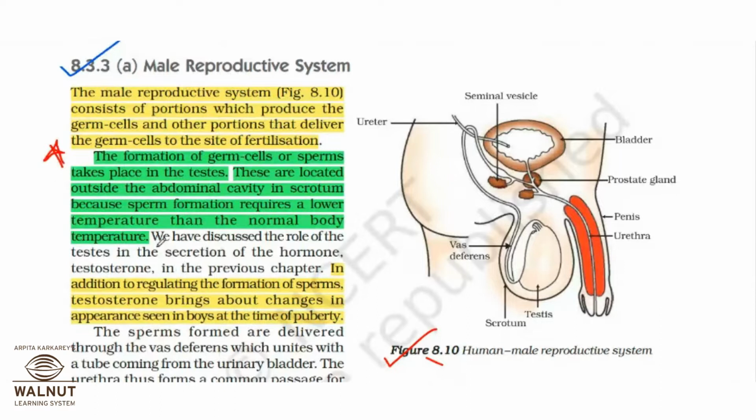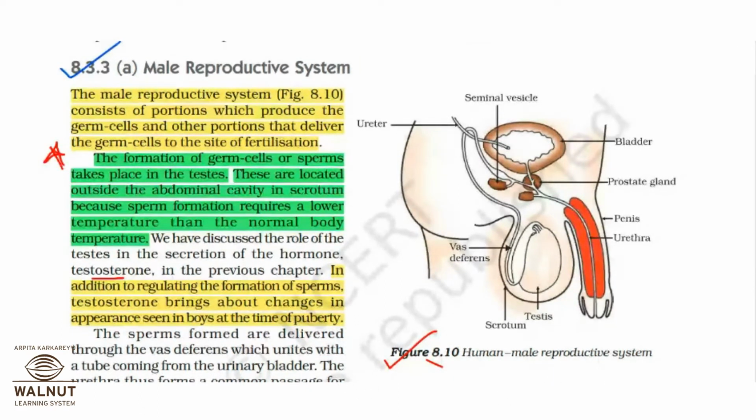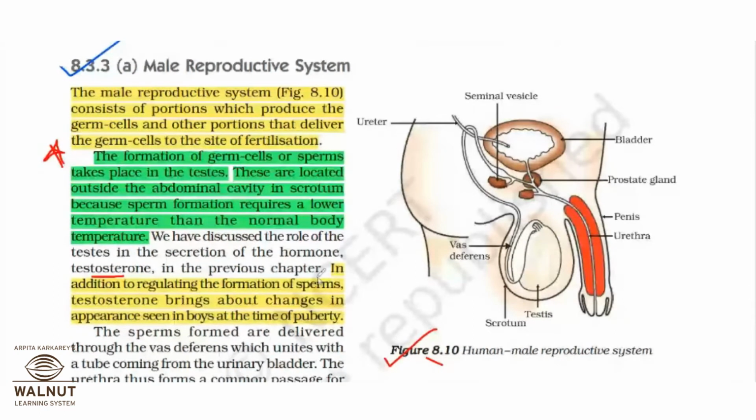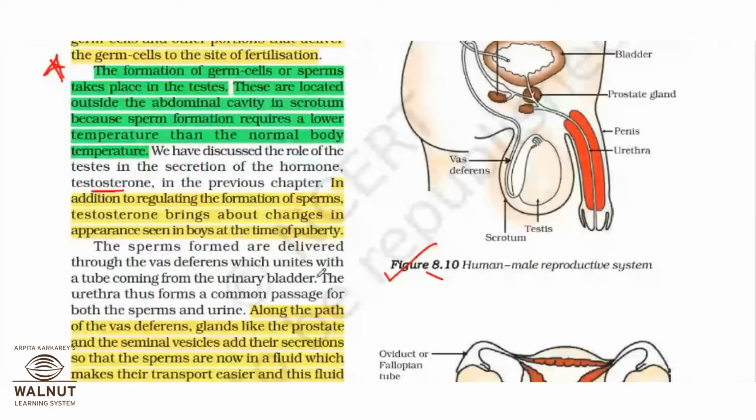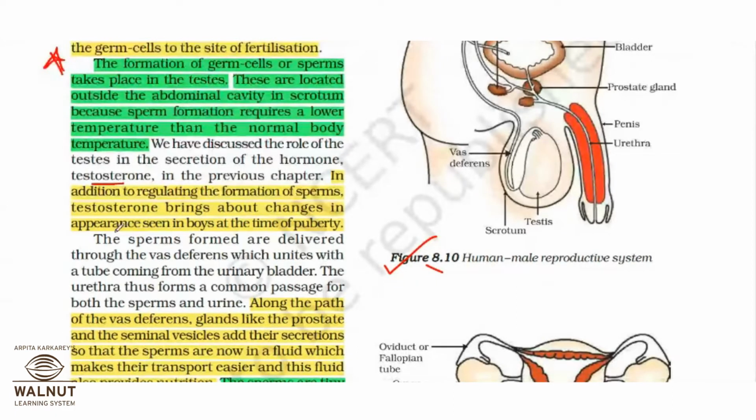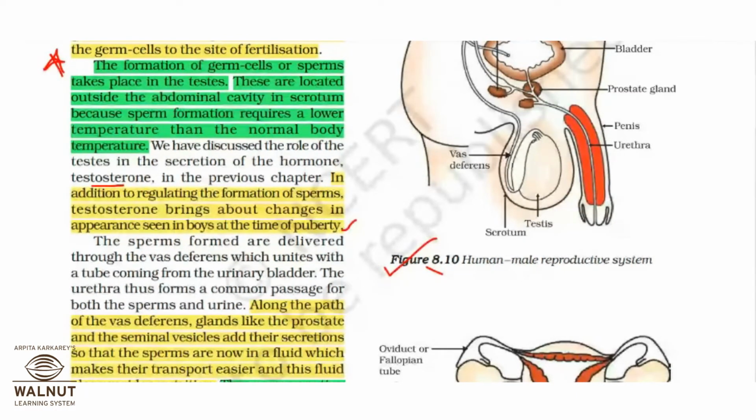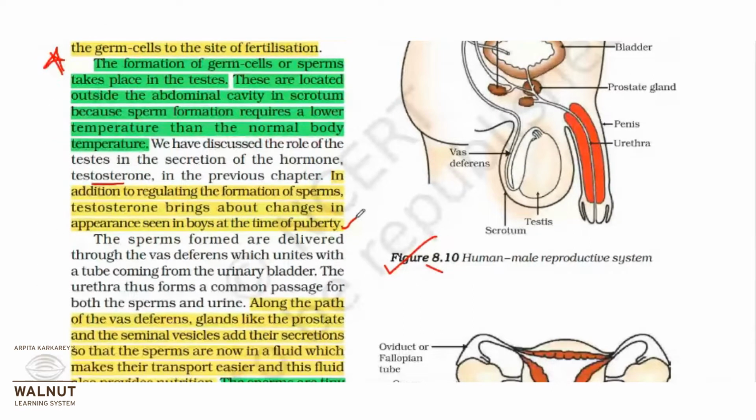Okay, I'll continue from here. We have discussed the role of the testis in secretion of the hormone testosterone in the previous chapter. Already you know about hormones and all. Also, you have studied the human reproductive system earlier in previous classes. In addition to regulating the formation of sperms, testosterone brings about changes in appearance seen in boys at the time of puberty. So, yesterday we saw what puberty is. It is a stage in human beings where we become sexually active. Yes, so we are preparing our body to reproduce in the future.